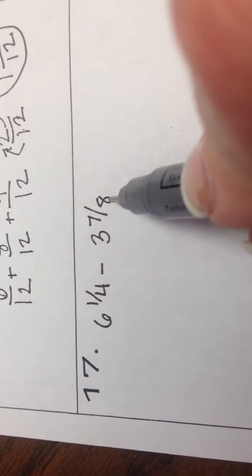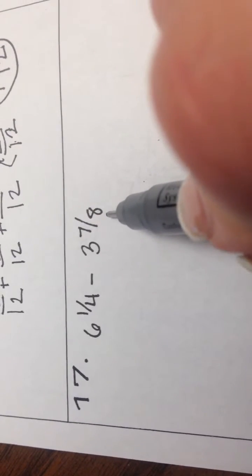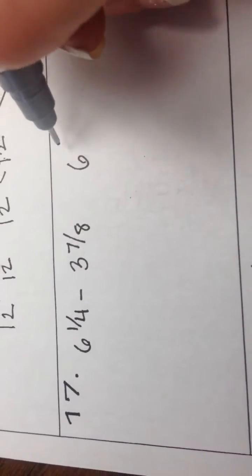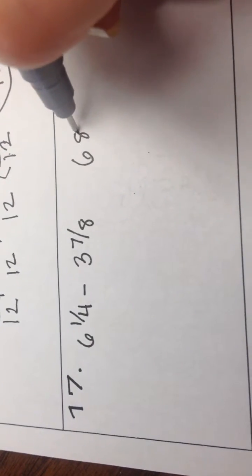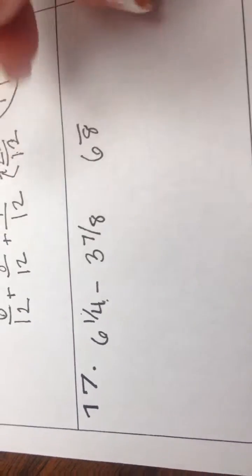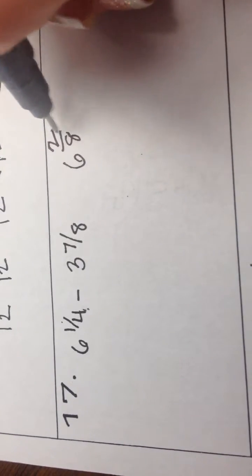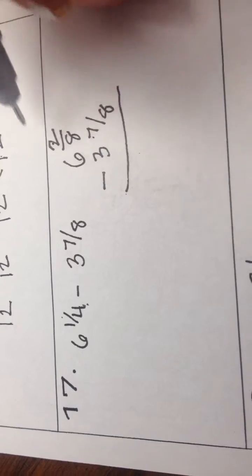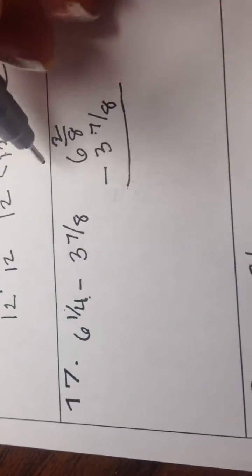We have to subtract. I don't have common denominators, but I could make 8 my common denominator. So I'm going to write this vertically. I like that better. So if I make this fraction have a denominator of 8, I multiplied that times 2, so I multiplied the top by 2, so I'm going to get 2/8 minus 3 and 7/8. Oh no, can I take 7 away from 2? No, so I'm going to have to borrow.